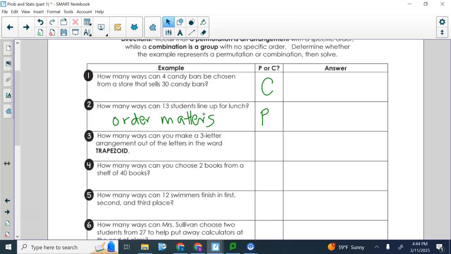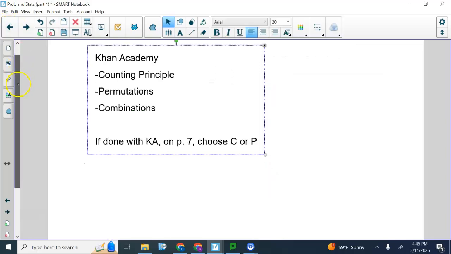All right, this one, you're trying to make 3-letter arrangement out of the word trapezoid. Order matters here. So again, it's a permutation. That's like what we did a couple days ago, or yesterday, I guess. And then the next one, how many ways can you choose 2 books from a shelf of 40 books? So you're at the library, you're picking out 2 books. Does it matter the order? No, it does not. So that'd be a combination. So just try to fill in that column, and then we'll work on calculating them the next day.